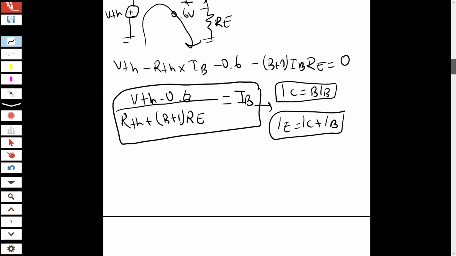I will make another video for the AC analysis of this circuit.